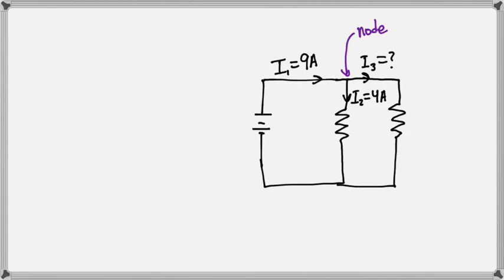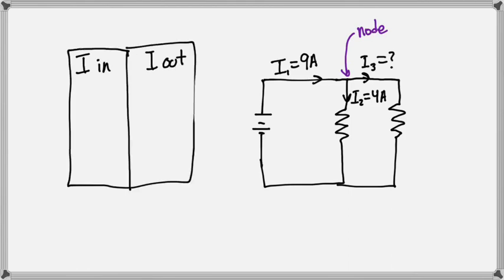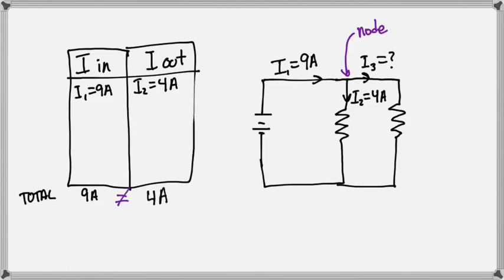Let's make the organizational chart again. This time we have a labeled current going in with I1 with 9 amps. And we have a labeled current going out, I2 with 4 amps. The total in is 9 amps, and the total out is 4 amps. And these do not equal each other. So to make them equal, we add 5 amps to the outside. And the only way to do this is if we designate I3 as being 5 amps. Now the out equals the in.